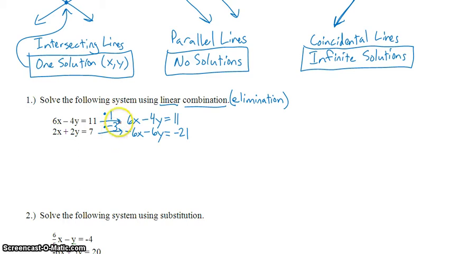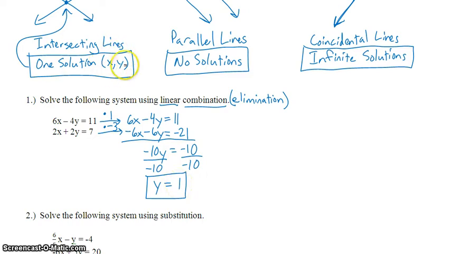After I've multiplied by numbers to make my coefficients opposite, I'm going to add. 6x minus 6x gives me 0. My x's are eliminated. Negative 4y plus negative 6y gives me negative 10y. 11 plus negative 21 gives me negative 10. Notice how I have an equation with just one variable. Now I need to solve that equation for my remaining variable. I'm left with y equaling 1.